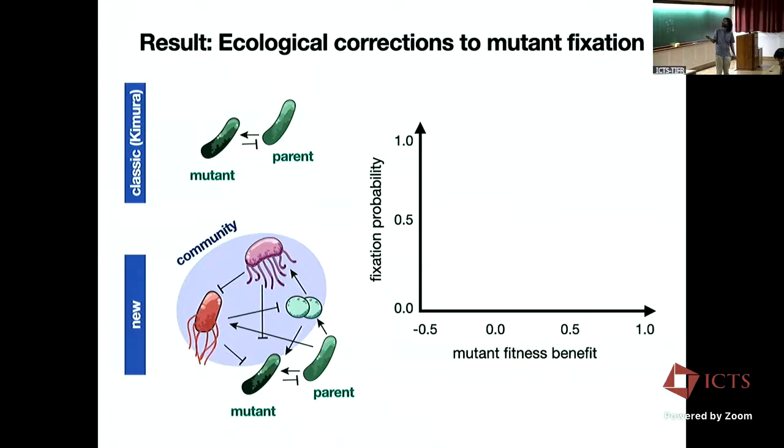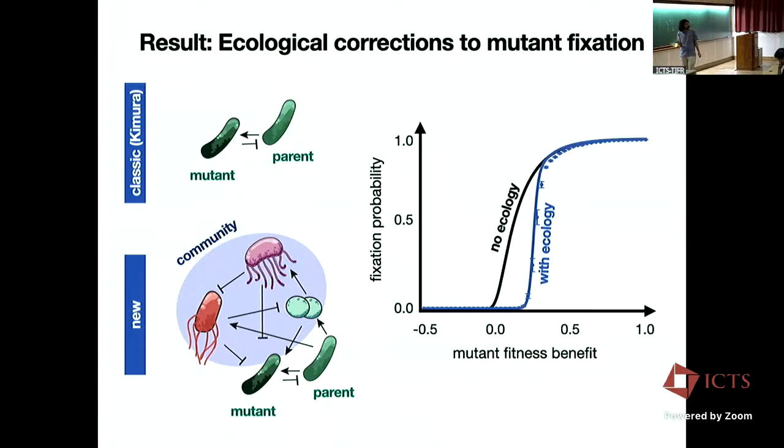What you learn is that in the absence of ecology, which is the standard Kimura formula, there's a nice sigmoidal relationship between the fitness benefit and the fixation probability. That is, if the mutant is much less fit than the parent, the fixation probability is close to 0. As its fitness increases, the chances that it fixes get larger and larger, eventually becoming close to 1. And this is indeed what happens in the absence of ecology.